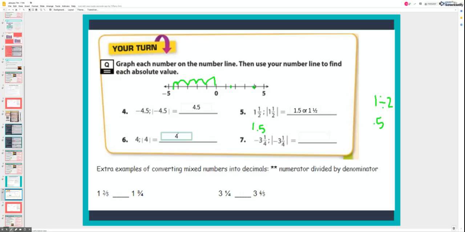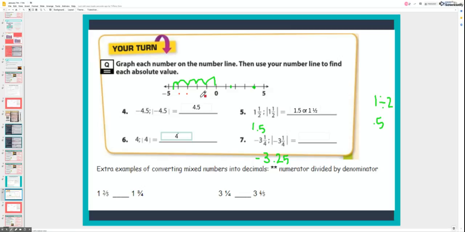Next is negative 3 1/4. So the whole number is 3. To make it into a decimal, you divide 1 by 4, which would be 0.25. So we're going to have to graph this at negative 3.25. Let me change the color because I already have a lot of green because of the lines I drew. Here's negative 1, negative 2, negative 3. So here's the negative 3 right here, and here's the negative 4 right here.